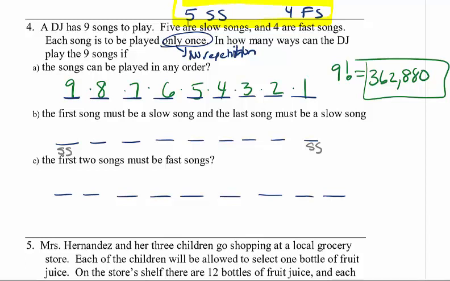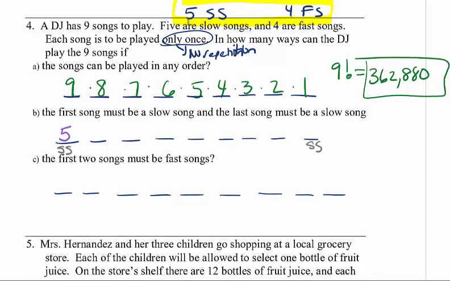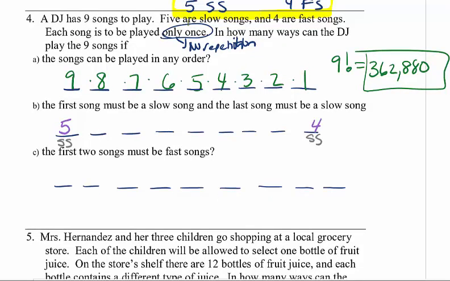So for the first one to be a slow song, we have 5 choices. Once that one is picked, how many slow songs do you have left? You have 4 slow songs left. And you have to fill out, if there's any special criteria on a location, you have to fill those out first.